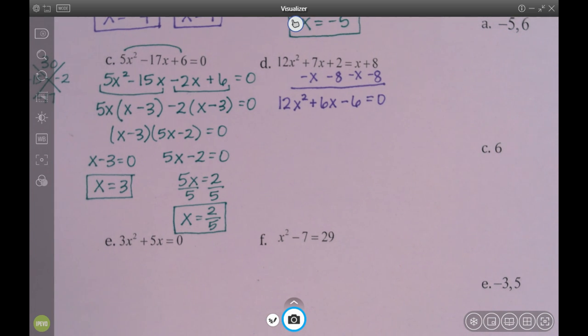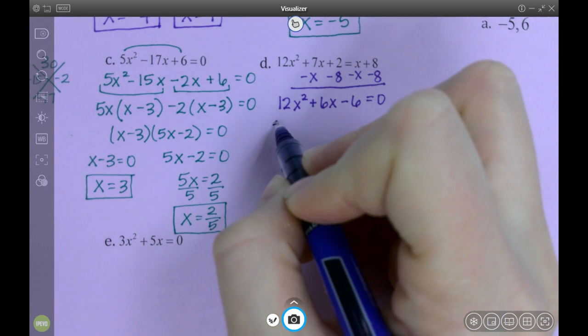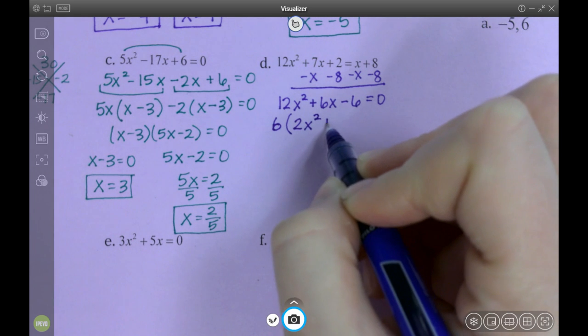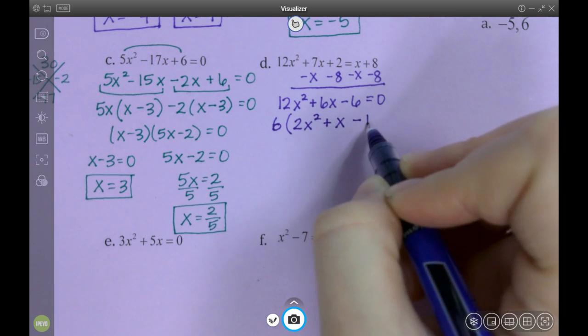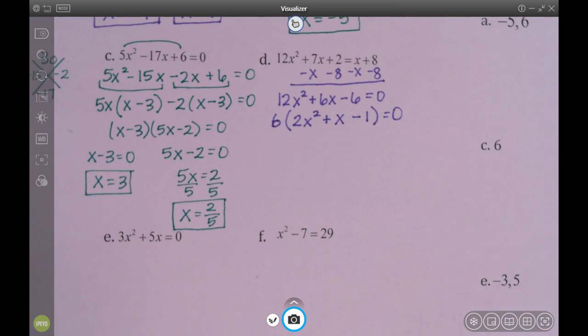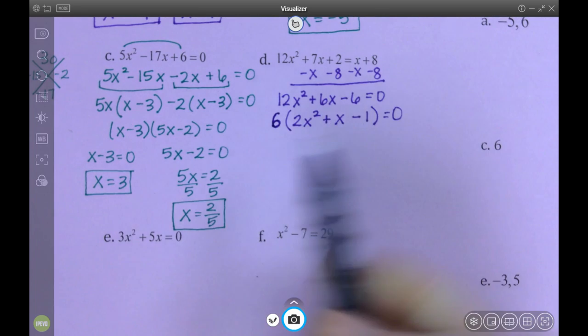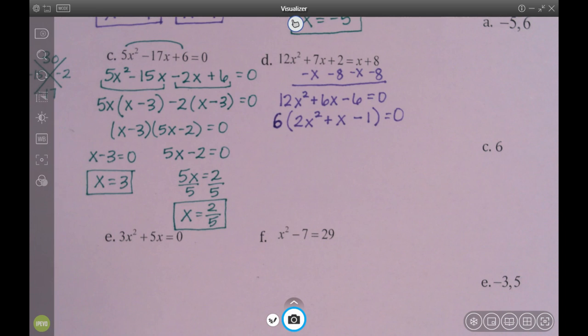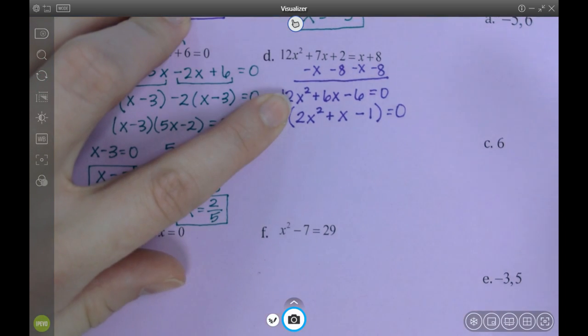What do you always take out first? GCF. Please don't multiply 12 times -6. Okay, so I'm going to take out a 6 as my GCF to get 2x squared plus x minus 1. Now that you remember how to do AC method, because we just did it right here, I'm going to let you go ahead and factor this with your AC method or guess and check what's left in the parentheses. Just ignore this 6 for a minute and then factor.